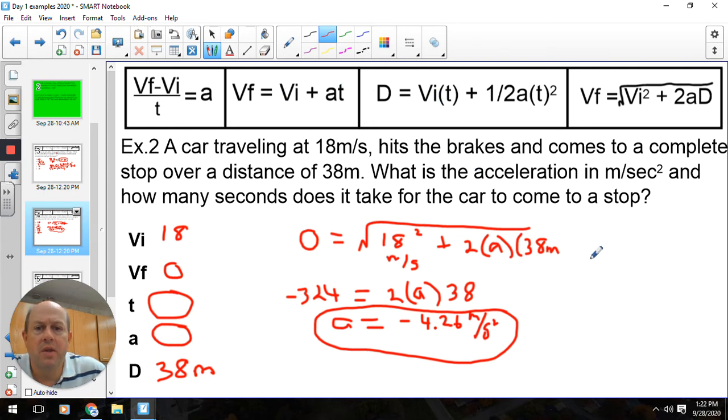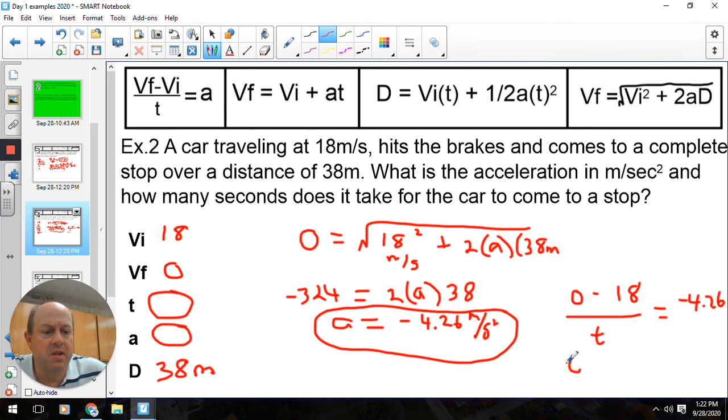Once we know that, then we can use, again, whatever formulas we need to try and solve the other part. So I would say let's just use this first equation. We know 0 was our final, minus 18 was our initial, over t equals the a we now know is negative 4.26 meters per second squared. So if we bring that down, bring this up, and we solve for t, we should get 4.23 seconds. So that would be our unit, and that would be our answer.